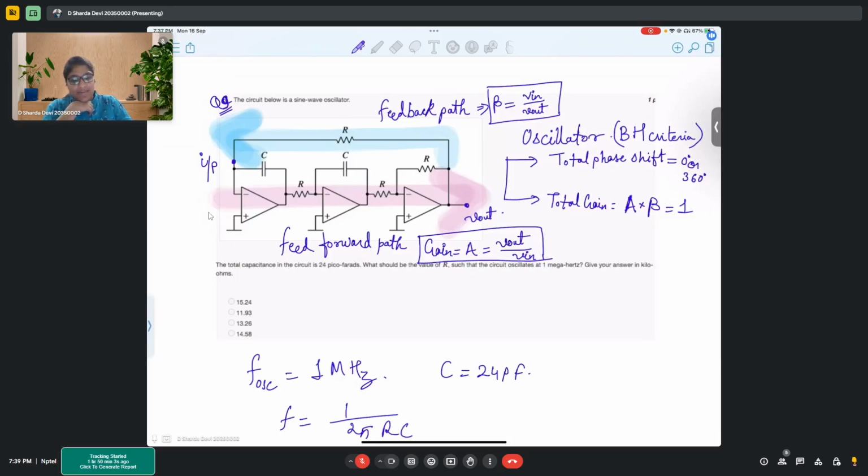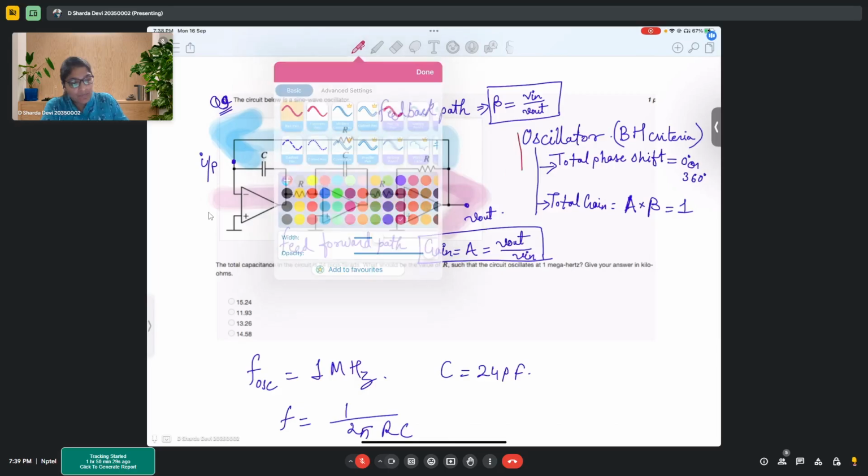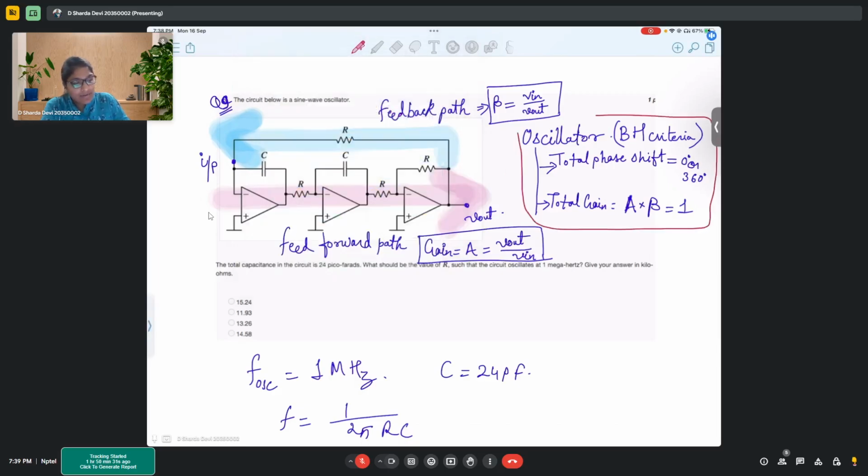This needs to be met in order for your circuit to oscillate. So if you need oscillations, these two criteria are mandatory, and both of them need to be met. Both are necessary conditions. If both are met, then only your circuit will give oscillations.